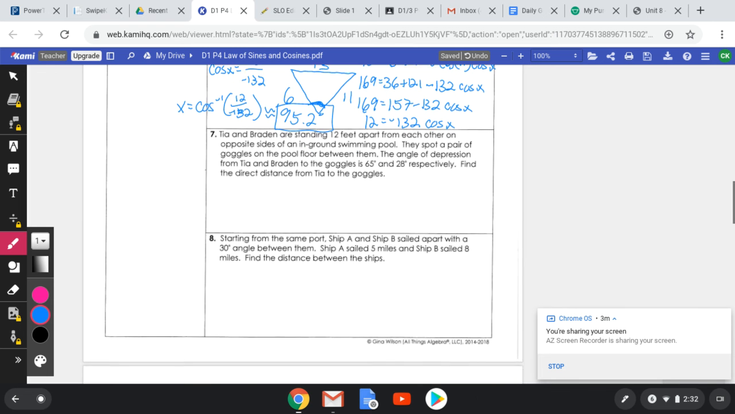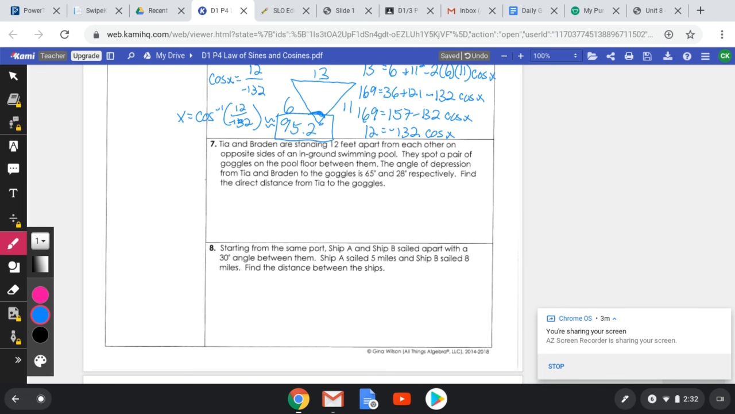Looking at number 7, Tia and Braden are standing 12 feet apart from each other on opposite sides of an in-ground swimming pool. So essentially, they're at the pool. Here they are, Tia and Braden, and they're 12 feet apart. In fact, because of the way the rest of the problem is going to go, let me draw it a little bit differently. All right, so they're 12 feet apart.